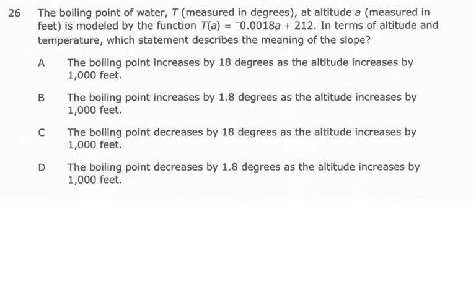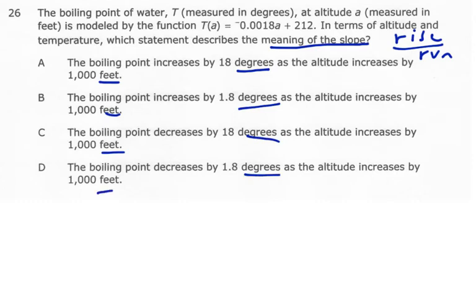All right, number 26. The boiling point of water, T, at altitude A is modeled by the function T of A equals -0.0018A plus 212. And it wants us to describe the meaning of the slope. Well, I know slope is the rate of change, also known as the rise over run. So it's comparing two different things, and in every one of these, it's comparing degrees by feet. None of your answer choices are different in that regard. They all have degrees and feet.